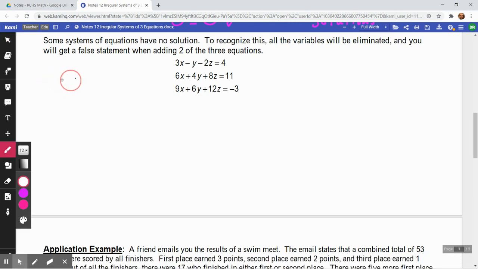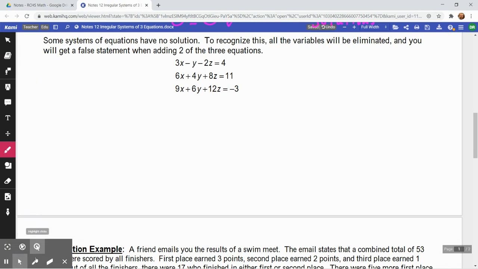Let me get rid of this, get it out of my way real quick. Okay, so to cancel the x's, we have a positive 3 in the top, positive 6 in the bottom. If we choose to multiply this top equation by negative 2, that should help us out because multiplying 3 by negative 2 up here, we would get negative 6x. Negative 2 times negative y is plus 2y. Negative 2 times negative 2z is positive 4z. And that is equal to negative 2 times 4, which is negative 8.